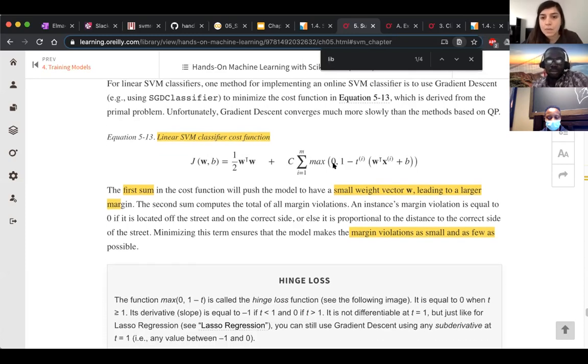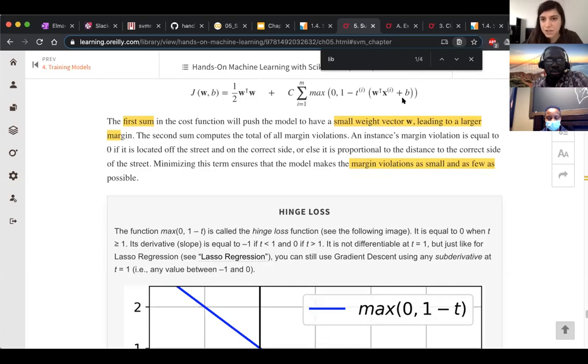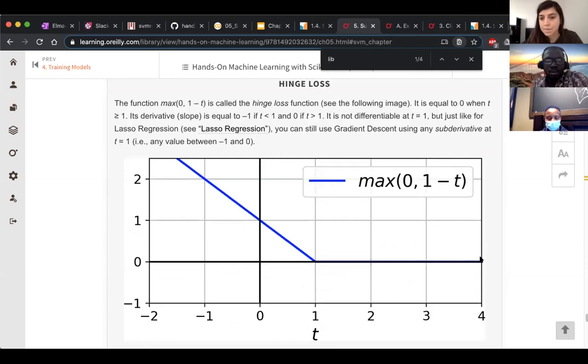And what this thing is over here, the function of maximum of 0 with 1 minus something. This is the hinge loss function, which is over here. This is the graph for that. This is the maximum between 0 and 1 minus t. If t is 0, the maximum of 1 and 0 is obviously going to be 1. If t is a higher number, it's going to pick 0 as the maximum. So this is how it is.